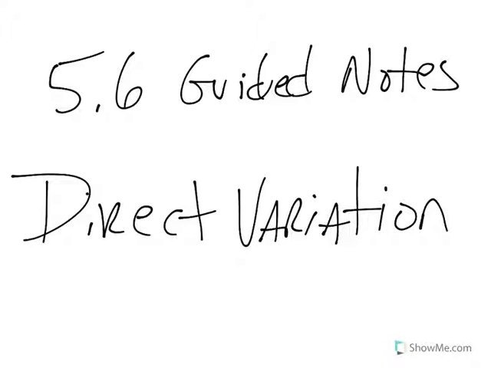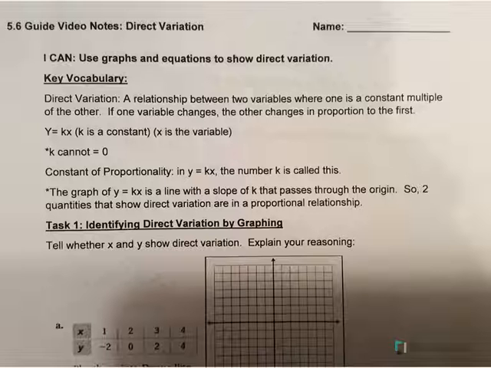These are your guided notes for lesson 5.6, direct variation. Your I can statement for this lesson: I can use graphs and equations to show direct variation. Your key vocabulary is, of course, direct variation.